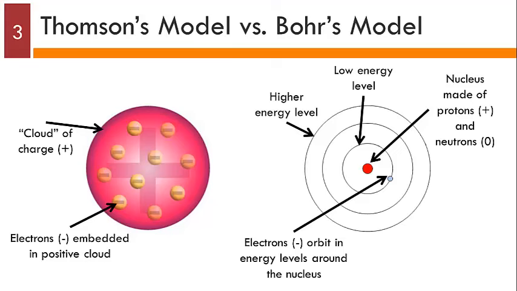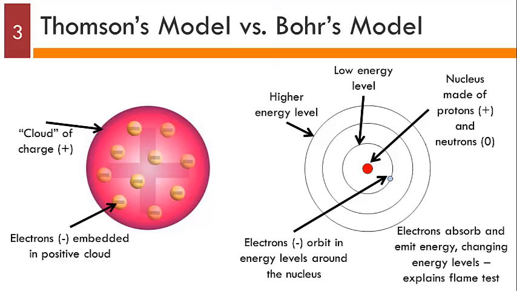The Bohr model has energy levels, so electrons can absorb and emit energy. And when they absorb energy, they'll jump up in energy level, and when they emit energy, they jump down in energy level. So this explains bright line spectra and the flame test.